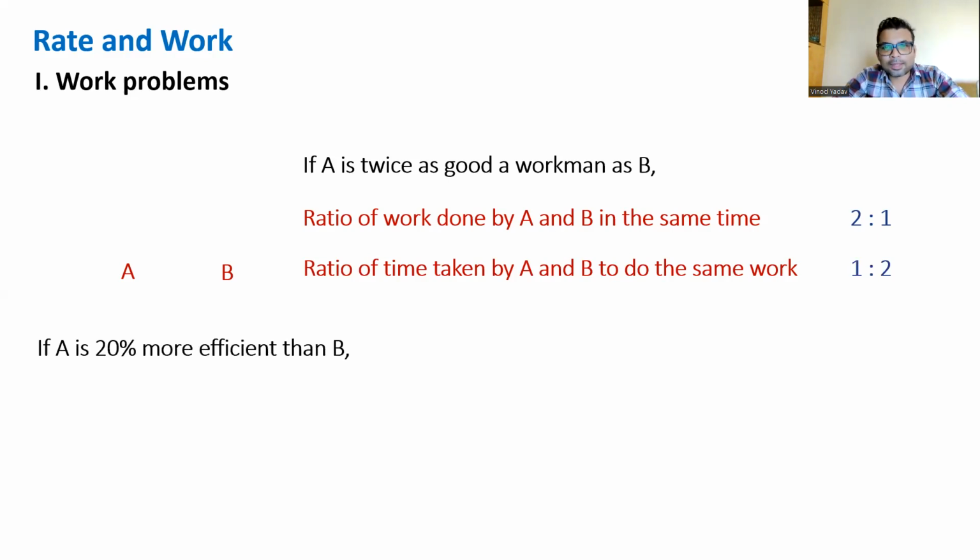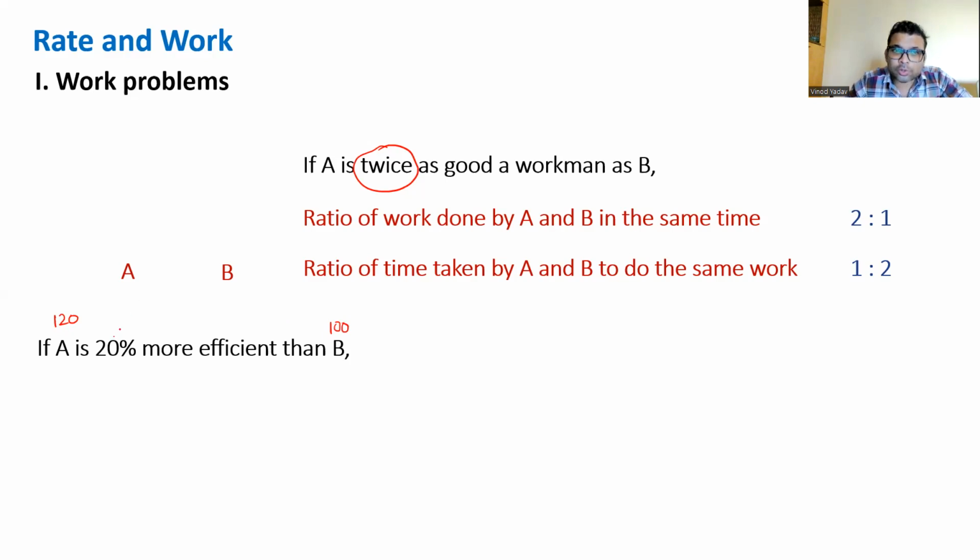One more. This was straight, directly given, served on the platter. Now a little smarter. A is 20% more efficient than B. Now, first of all, 20 is such a round figure. So if B does 100 units of work, A will do 20 units more in the same time. So A will do 120. So in simple terms, if you reduce it further, it will be 6:5.